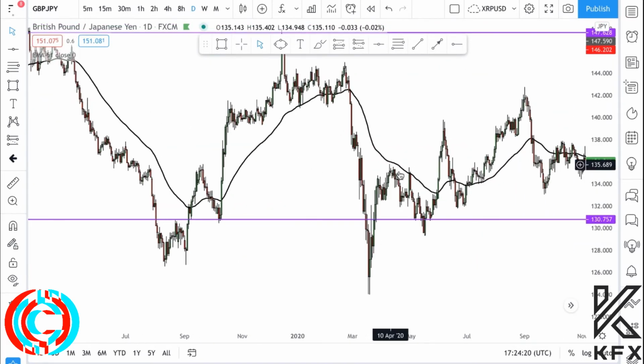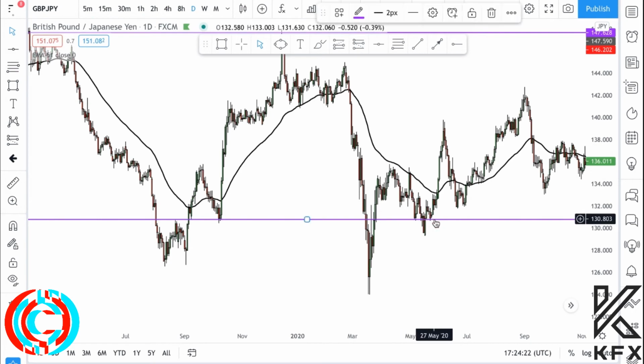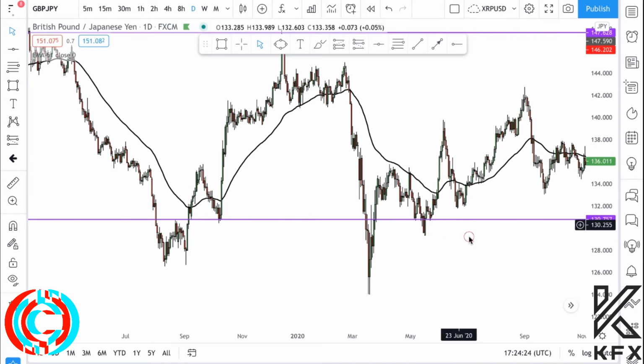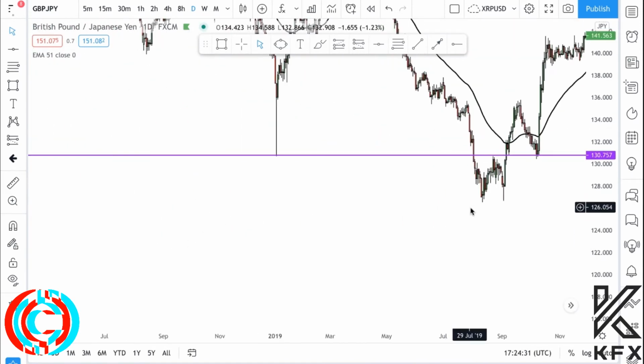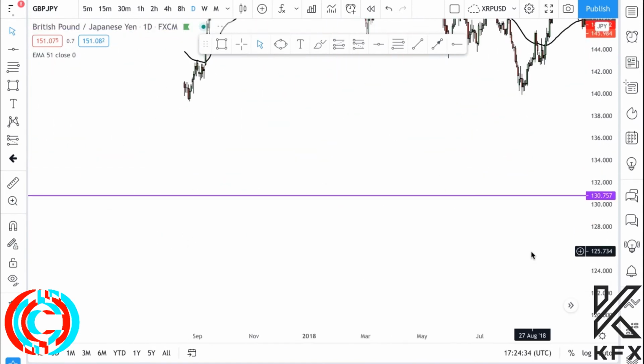But it broke above it again, acted as support around this region again. Okay, you can see it's kind of left shoulder, head, right shoulder. Now it's obviously gone to the upside, but you can see here, if we go back in time, if we keep going back in time, I think this was the lowest it's ever been.